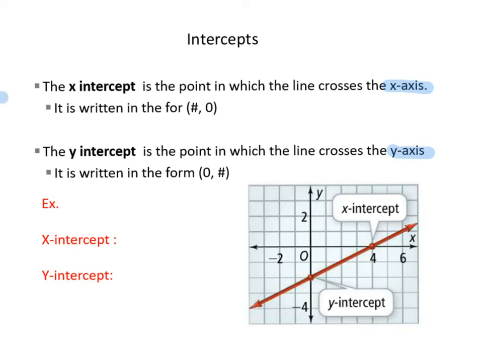Now in this example, the x-intercept is right here. And we would write that the location of the x-intercept is (4, 0). The y-intercept is located right here. And we could say that the y-intercept is located at (0, -2).